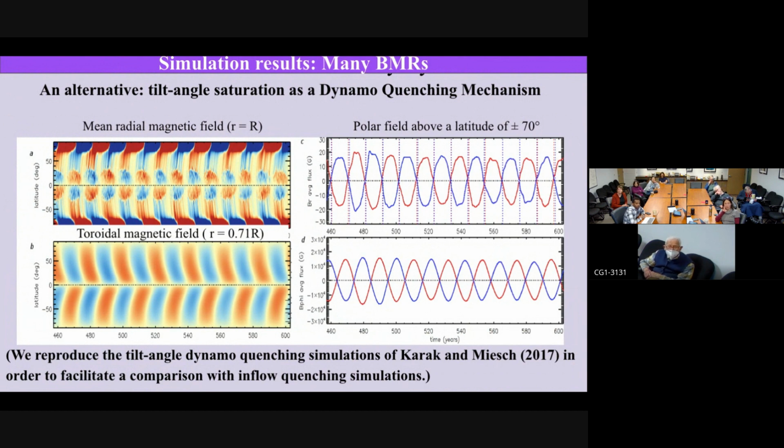We reproduce it in order to facilitate comparison with the inflow quenching simulation. So this is the first panel. The upper panel is the mean radial magnetic field at the surface, at R equal to the solar radius. And this is the polar field above a latitude of 70 degrees. This is the toroidal magnetic field, and this is the amplitude, or the average, of the toroidal magnetic field with respect to time.